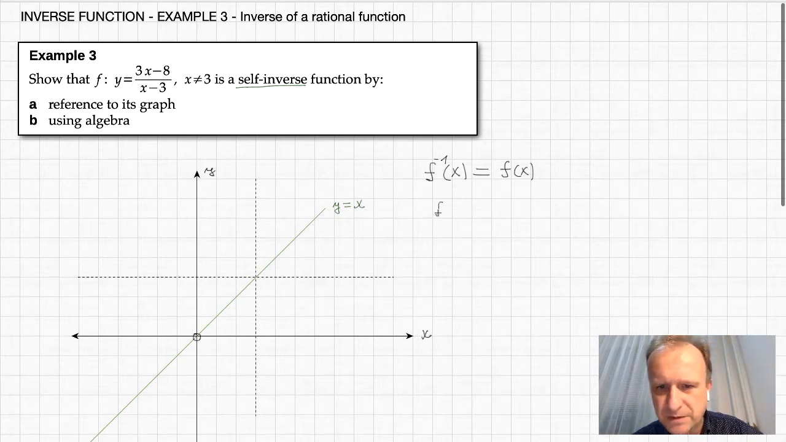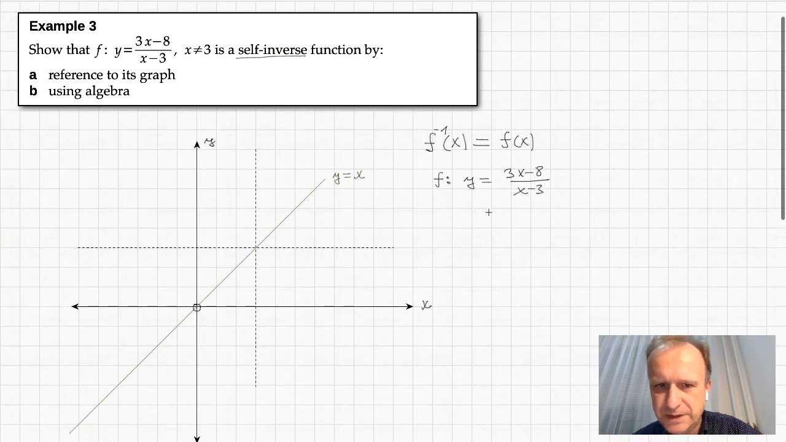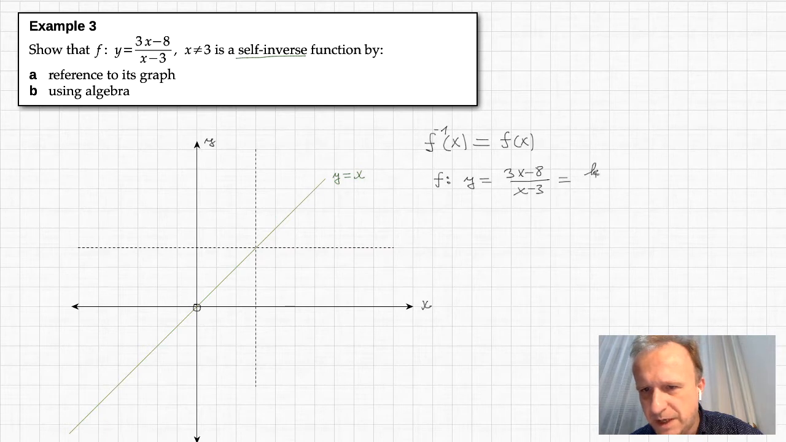So let me copy the function formula here, y equals (3x minus 8) over (x minus 3). Now I'll try to work with this formula to show that it really is symmetrical with respect to the y equals x axis. Therefore, what I try to do now is to get its graph. So I will try to transform it to the form k over (x minus m) plus n. This is what I want to do.